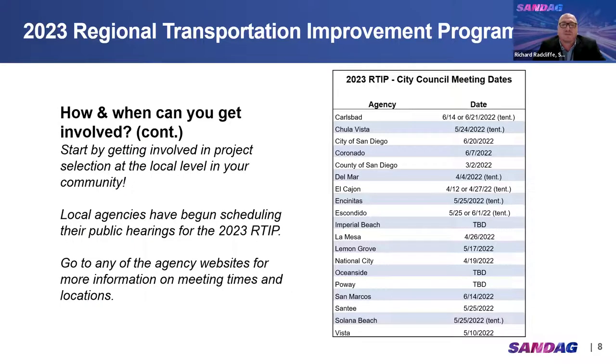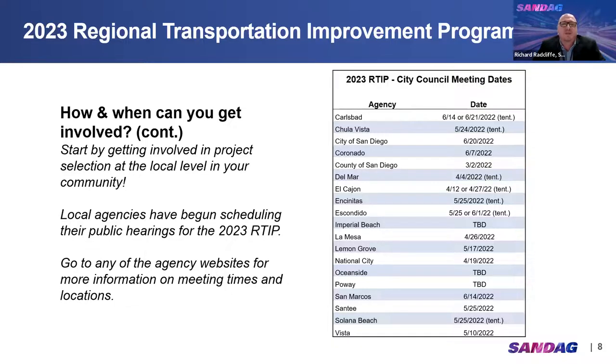The best place to start, though, as a member of the public, is at the local community level. SANDAG does not select the projects that are submitted for inclusion in the RTIP by the local agencies. Project selection happens at the community level. Local agencies will select their eligible projects and then submit them to SANDAG for inclusion in the RTIP. We strongly encourage getting involved at this stage so you may have a say in what projects get included in the RTIP.